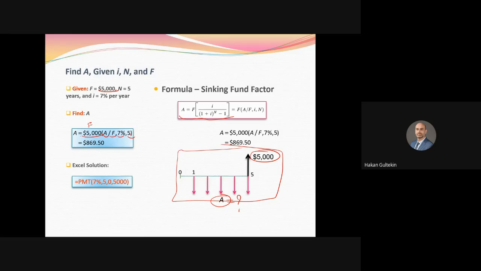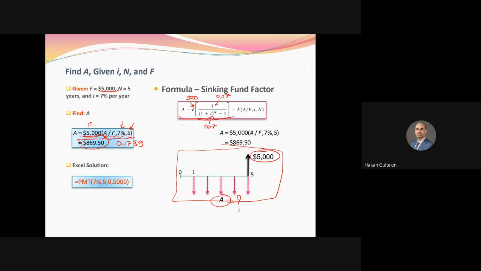So if you look at your table, your book, go to this 7% interest rate table. Go to this 5 number of periods and go to A given F, and you should find this factor to be 0.1739. And multiply it by 5,000 and you should find this amount. If you want to use the formula, you will just plug in the values. Here, we need to write 0.07 instead of i. Again here, 0.07, and this F is 5,000.